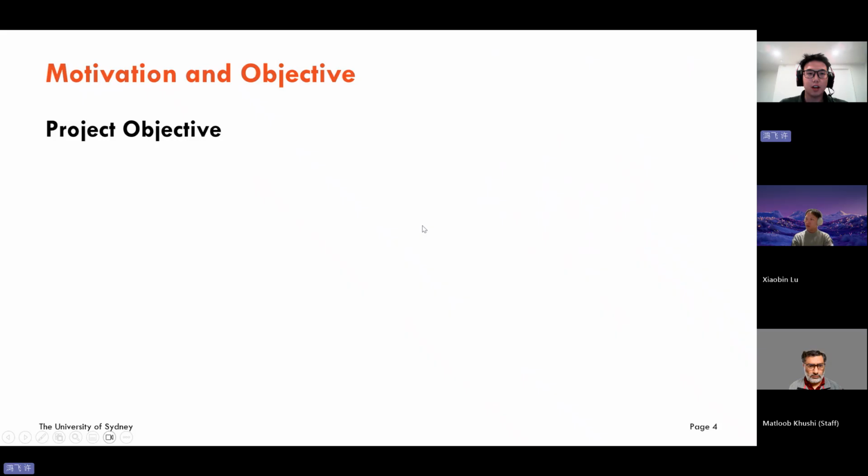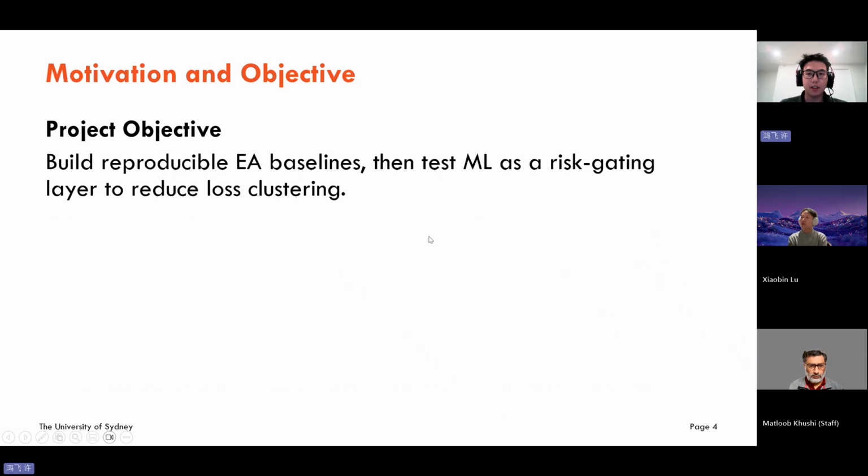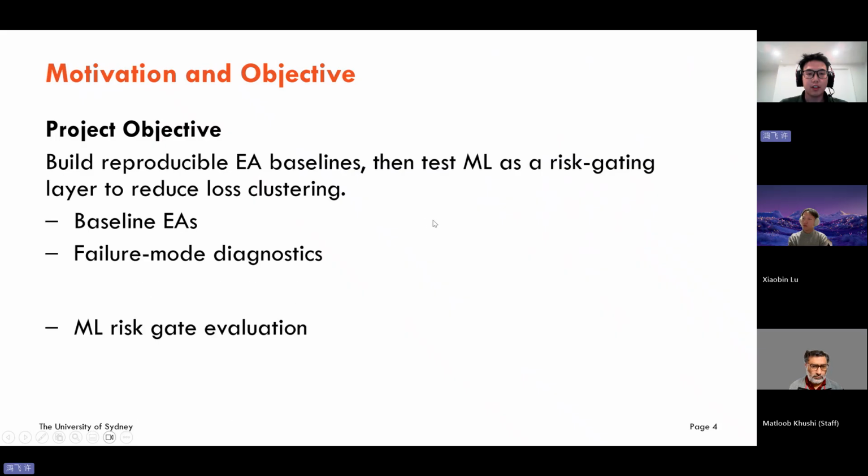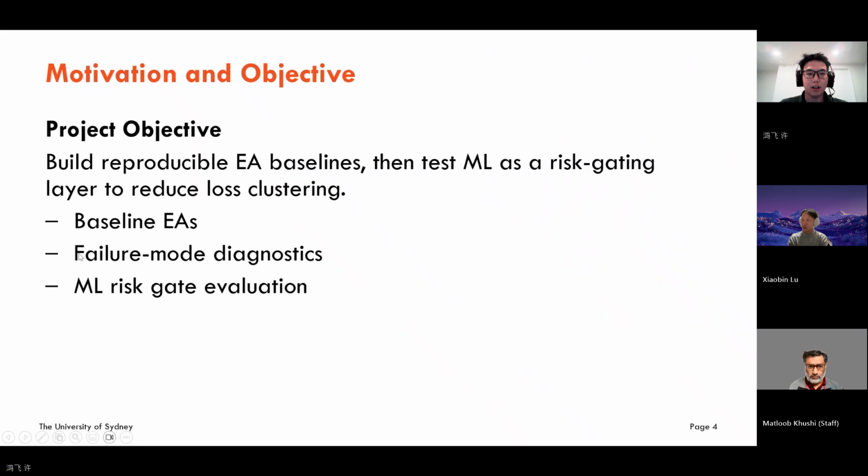Okay, so the objective of this project is first to build reproducible EA baselines and then test machine learning as a risk gating layer to reduce the loss clustering. So these are our main outcomes. The first one is our strategy, and then the diagnostics of the failure mode. That is why our strategy is losing money, and then our machine learning steps in and does the risk control thing.